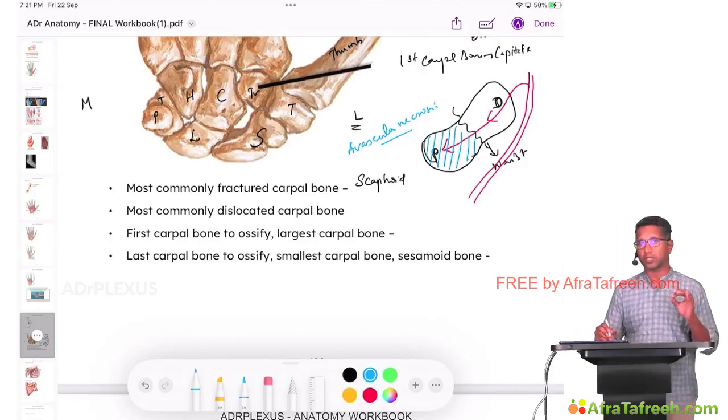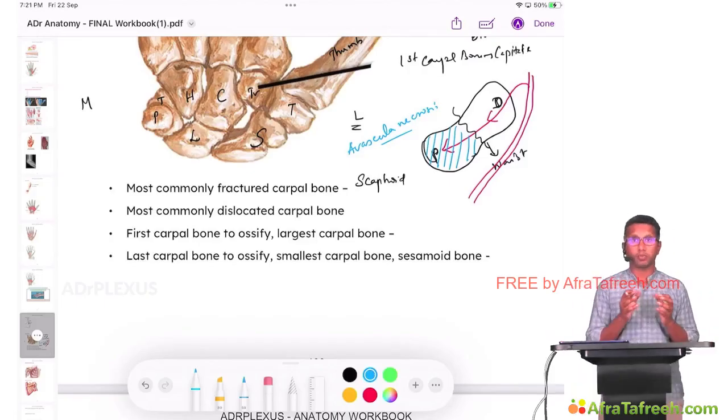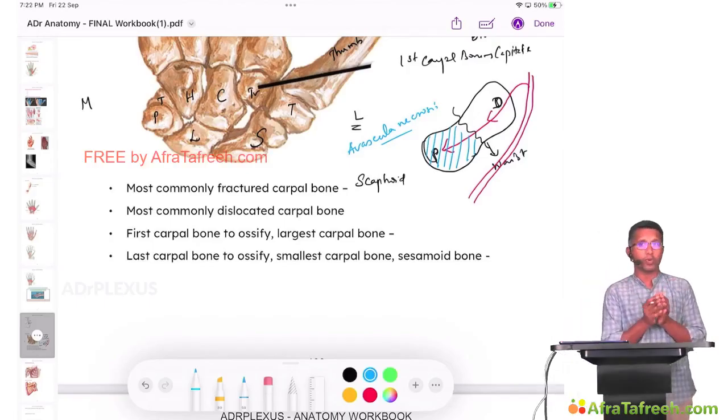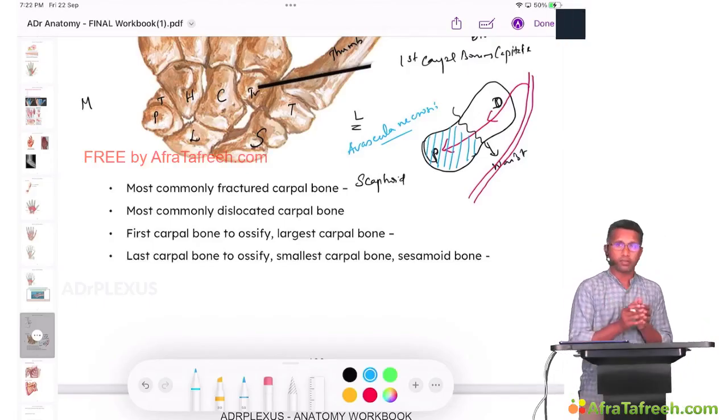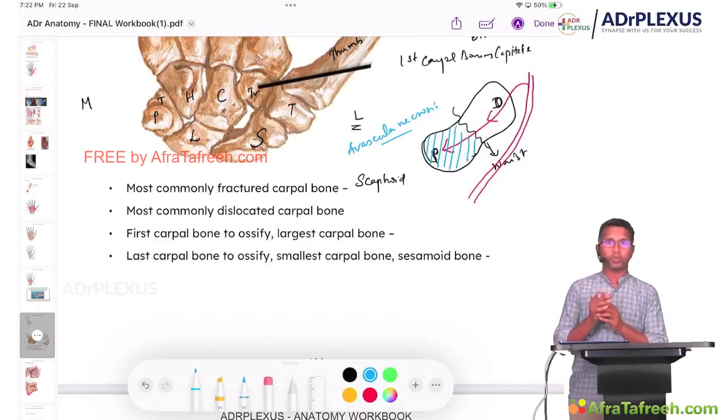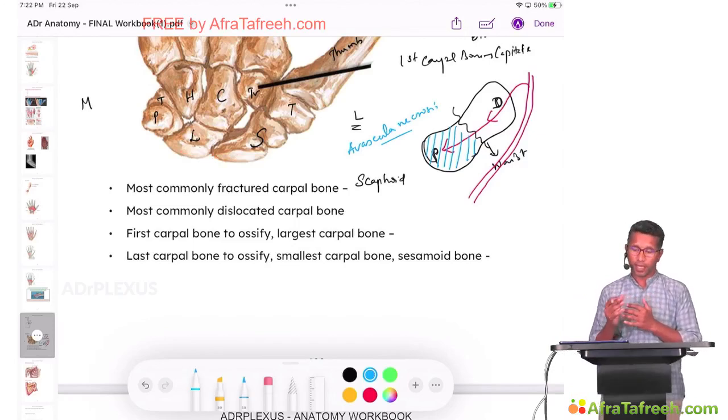In avascular necrosis of scaphoid, they will ask you this question: what is the part of the scaphoid which is affected, whether it's the proximal pole, the distal pole, the waist, or the body. So it is always the proximal pole which most commonly goes in for avascular necrosis.